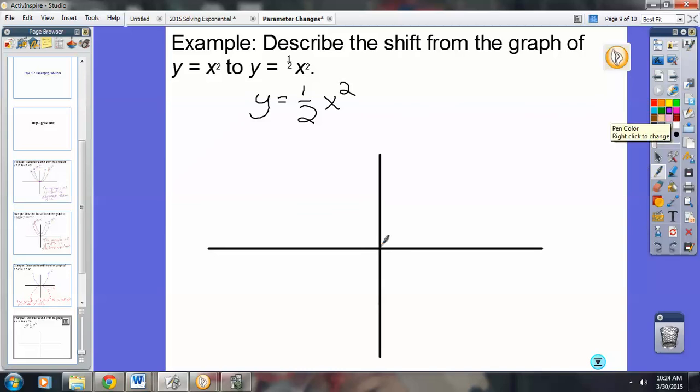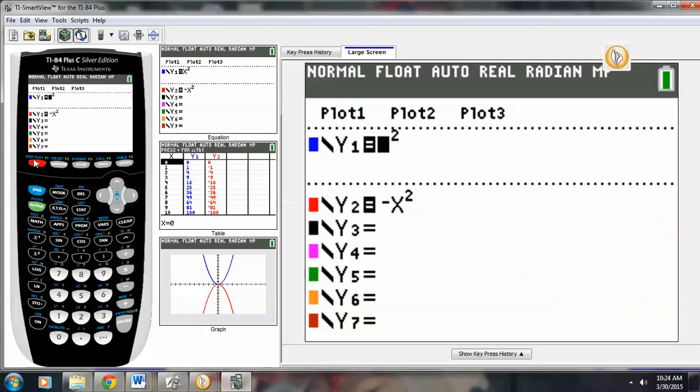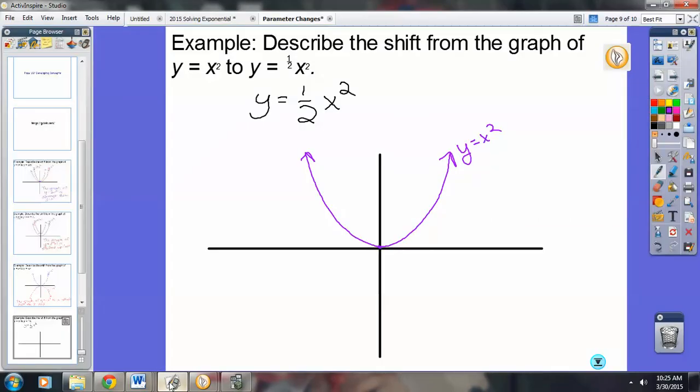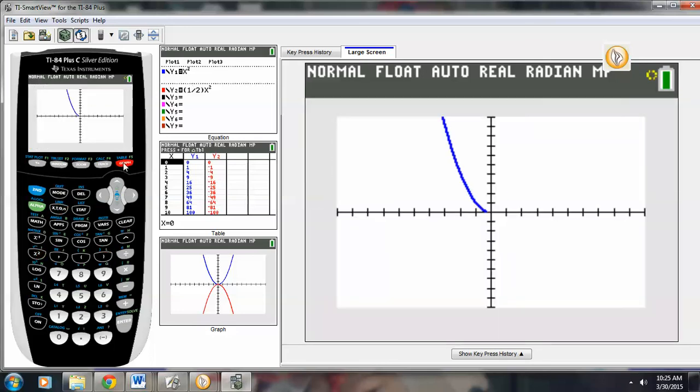Let's graph our original function. We call this a parent function. Y equals x squared is called a parent function because that's our basic graph. So let's go back to our calculator. Go to y equals. We'll leave y sub 1 there, and then y sub 2, we're going to clear that out. And we're going to type in 1/2 x squared. I'm going to use parentheses on my 1/2. I could also use 0.5 there. There's our parent function.